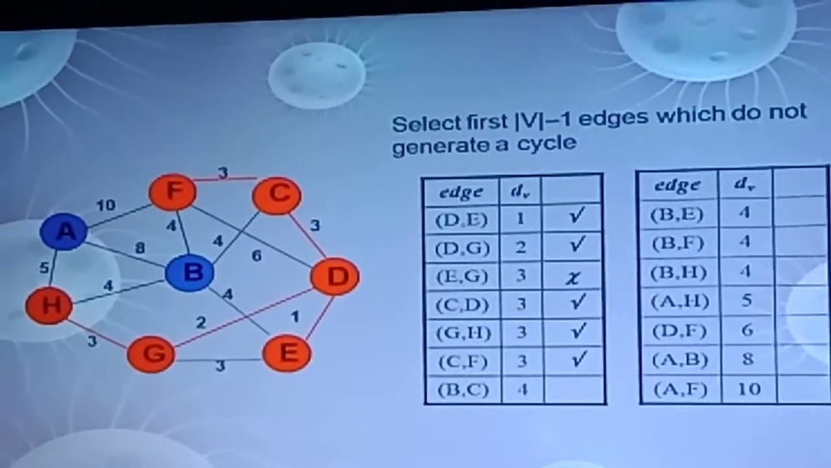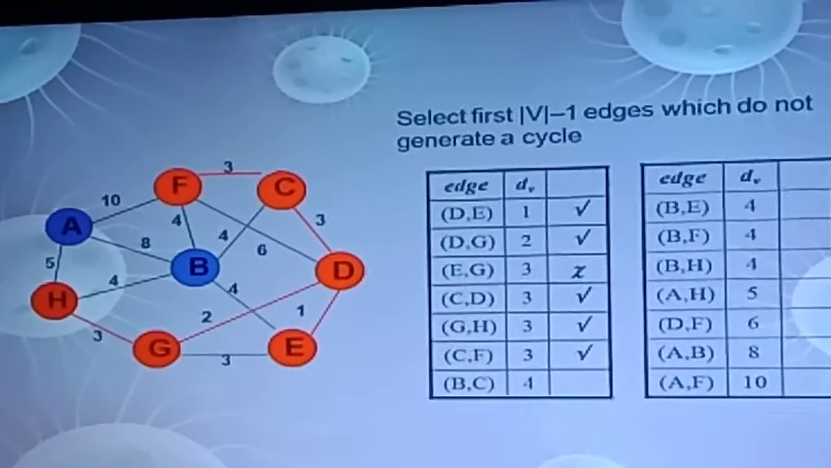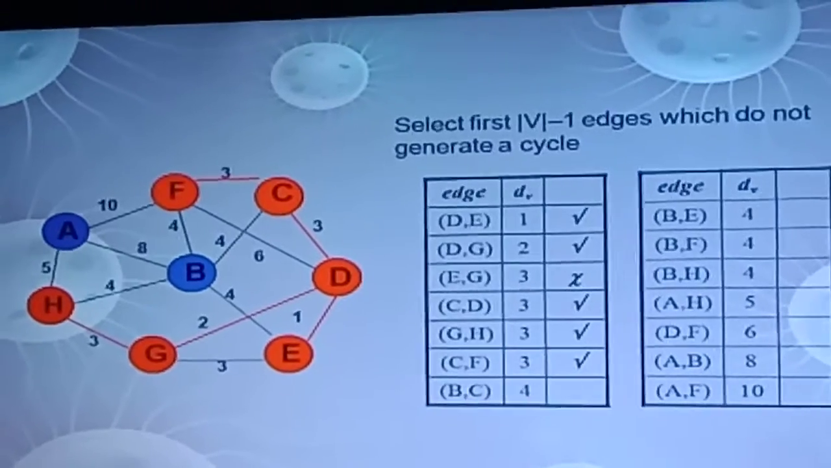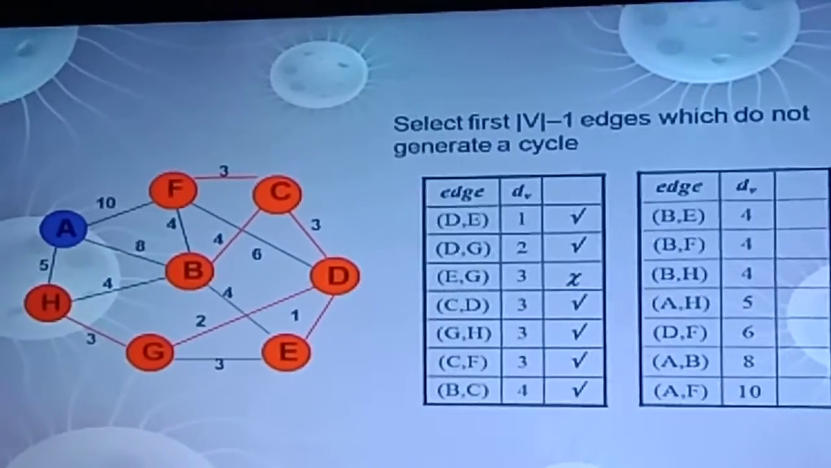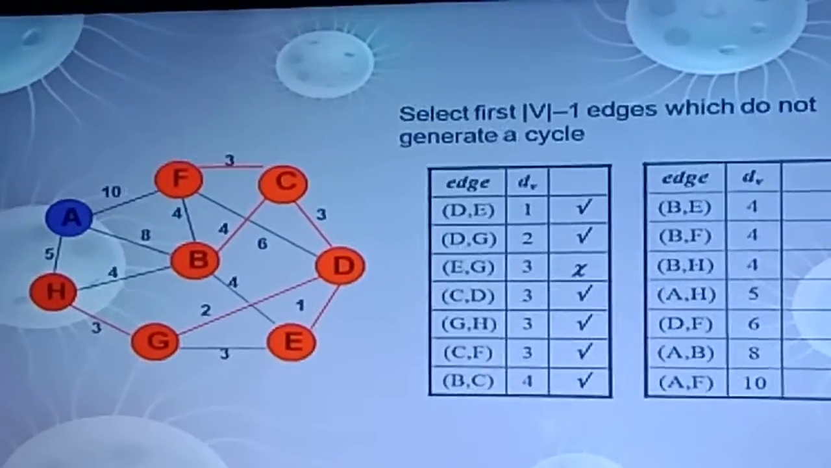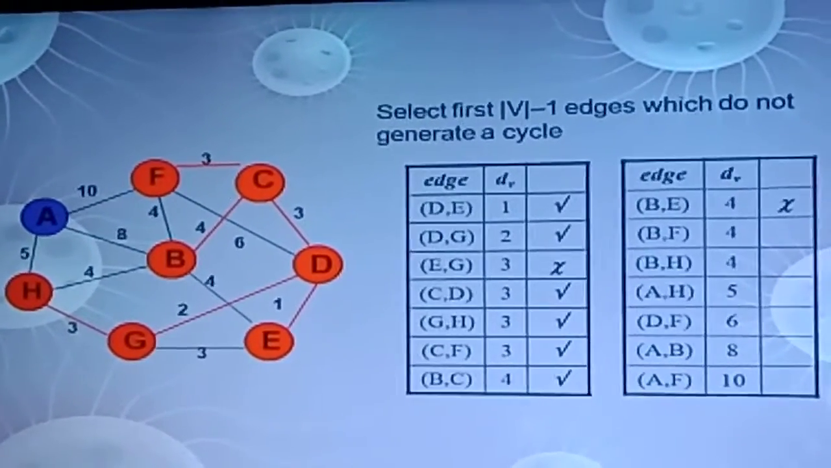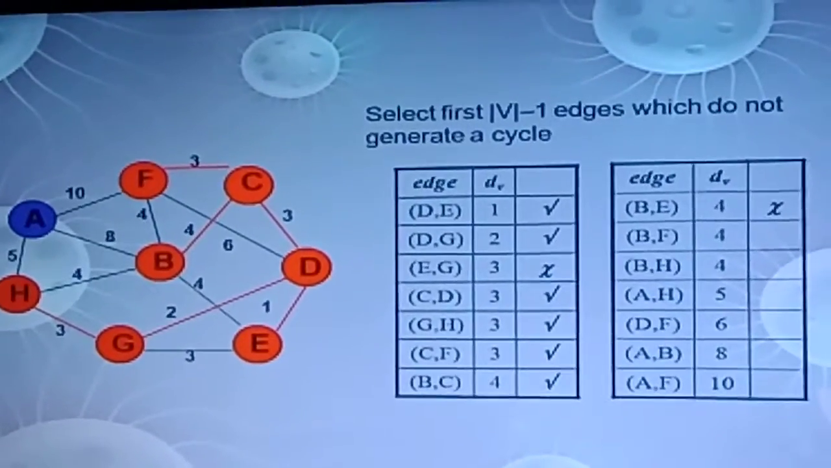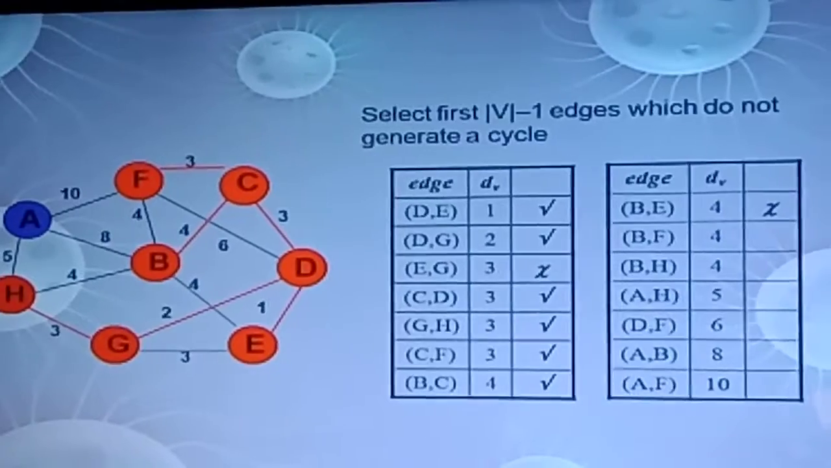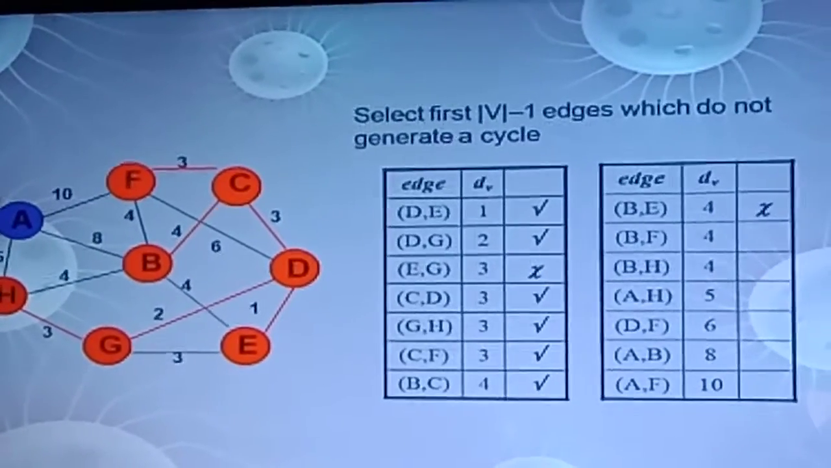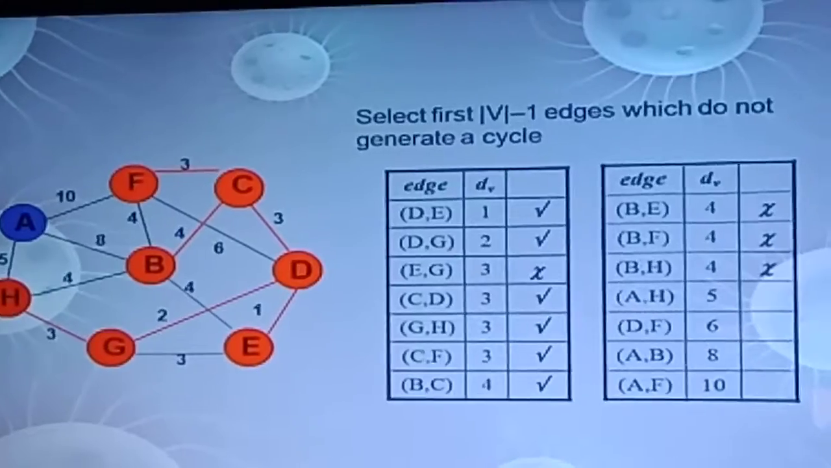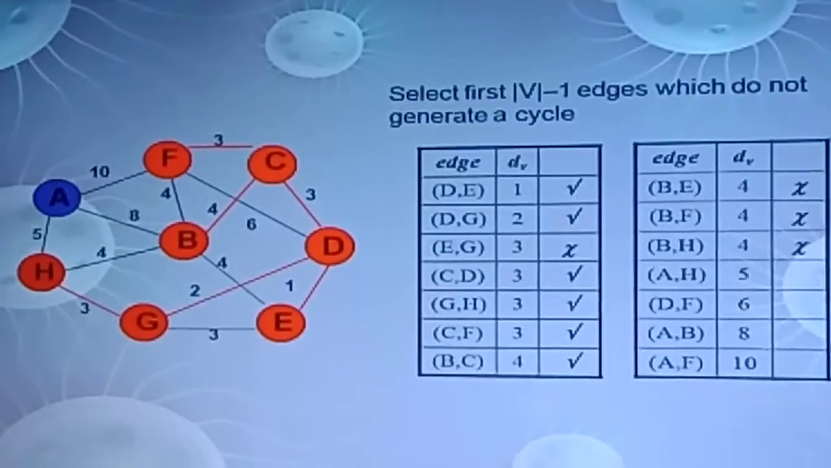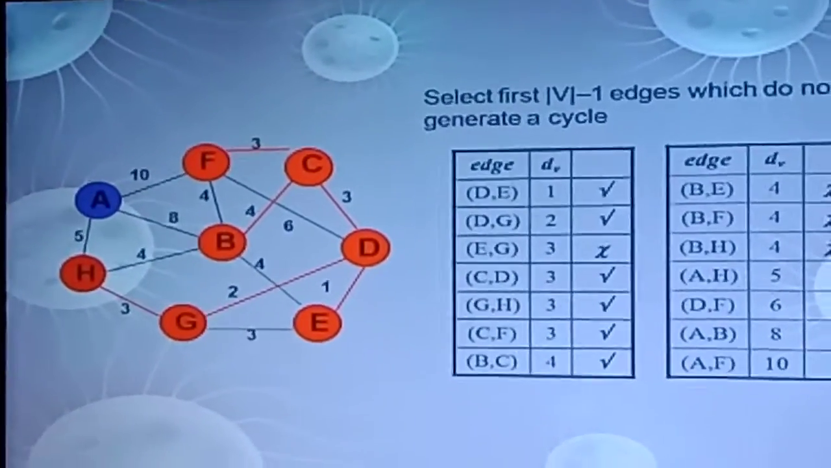And next B to C, but B to C is also not forming a cycle, select B to C. And next selection of A. Next one is B to E, which forms a cycle, but already E is traversed, so no need to check, that is avoided in traversal. And next B to F is also avoided, which is already visited. B to H is also avoided, and A to H is selected because this is the less cost.